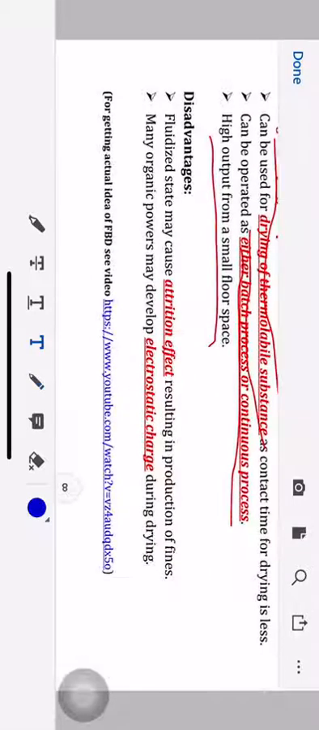Then disadvantages. The fluidized state may cause an attrition effect resulting in the production of fines, and many organic powders may develop electrostatic charge during drying. So these are the two main disadvantages. Of course, when they are in a fluidized state, the chances of attrition increase, and at the same time, many organic compounds also develop electrostatic charge, which can hinder the drying process. Flow property can also be hindered due to electrostatic charge. Okay, so these are the two main disadvantages.